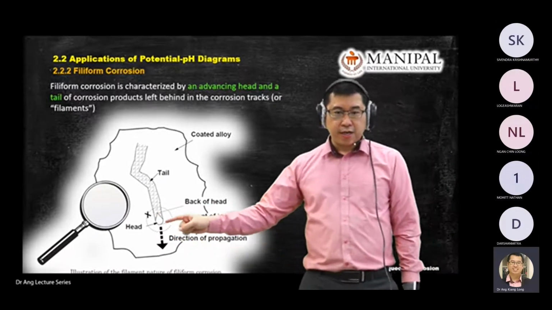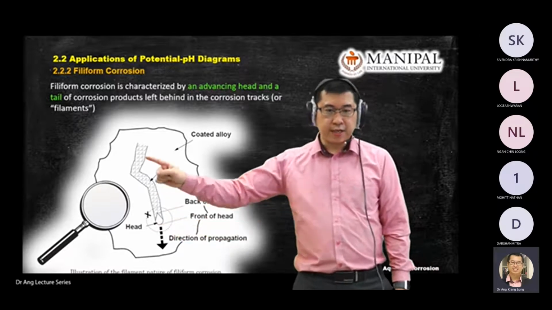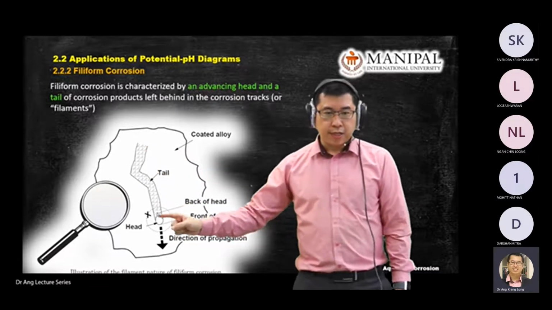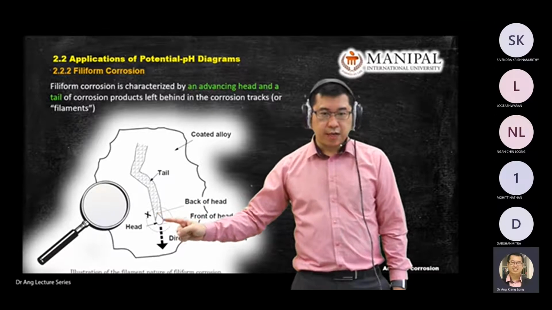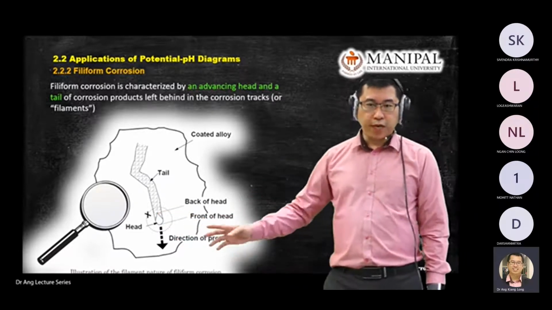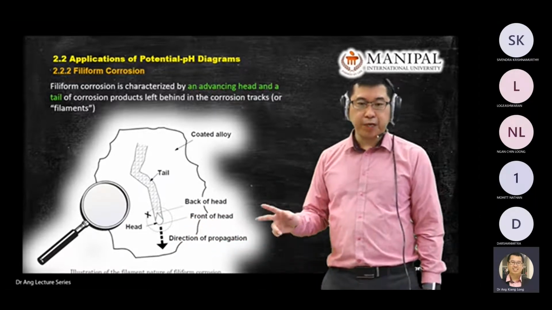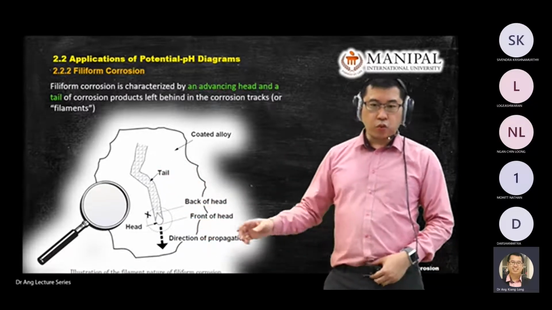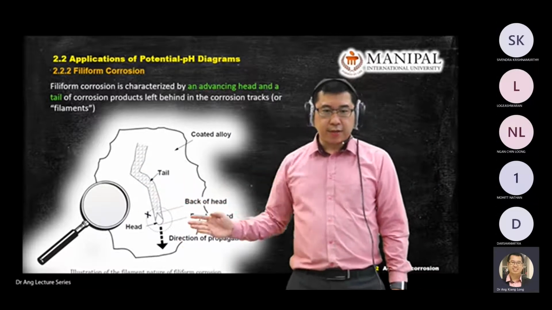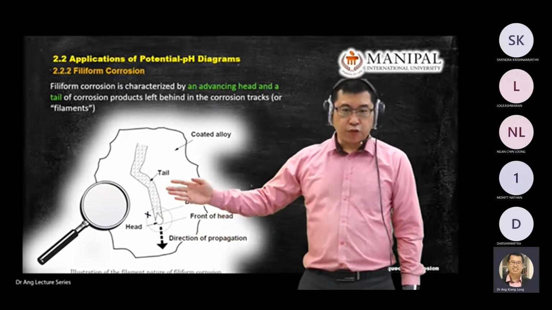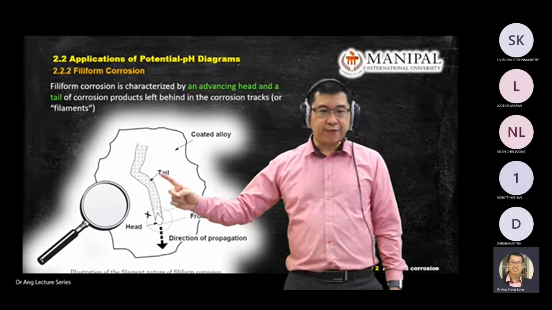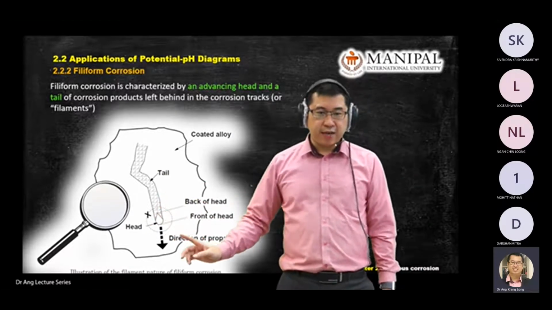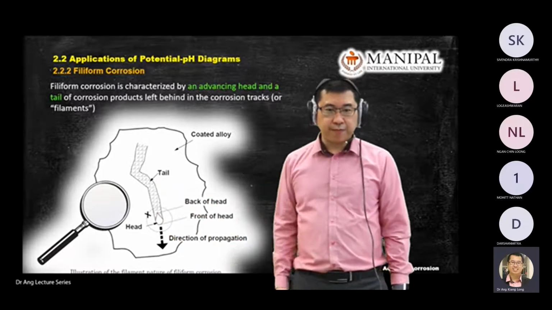There are some reactions at the head section, and some reactions at the tail section, so there are some products over here and some products over here. Later, we will show what happened in all these regions using a potential pH diagram. So you need to pay attention to the section we're talking about, and visualize the location of all these things. When you mention the head, you have to know where the head is, where the back of the head is, where the front of the head is, or where the tail section is.